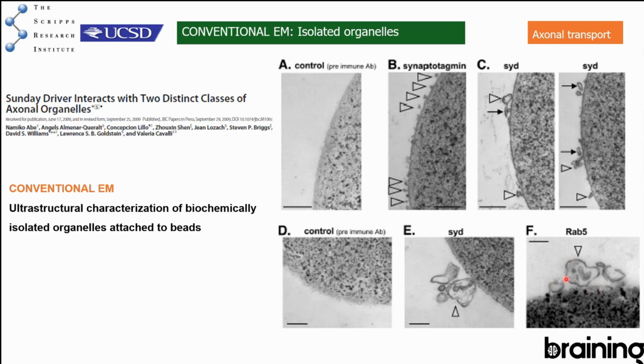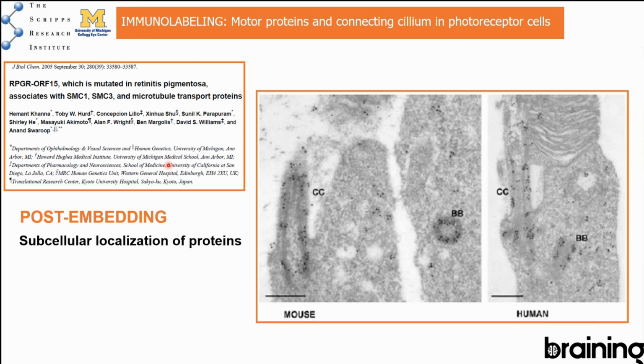And actually you can characterize the type of, for example, vesicles or organelles, mitochondria, whatever. You can do that at the EM level and actually identify the isolated organelles this way. You can do this post-embedding also with a protein whose mutation causes a very severe disease, retinitis pigmentosa, and we found that this protein is very specifically localized only in the connecting cilium, as you see in the photoreceptor cell. So you can localize some proteins subcellularly.